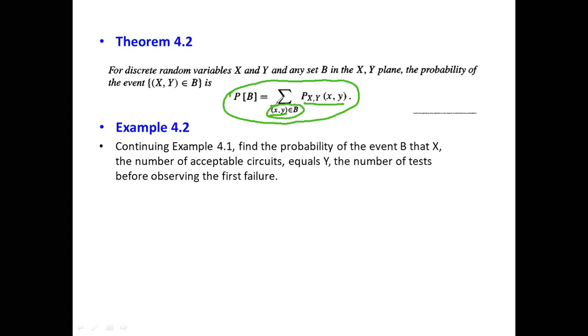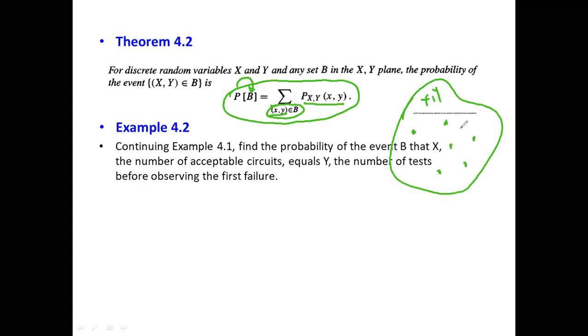This is very important. If I want to find out the probability of event B, say for example, this is the XY plane, and we have different values of PXY, and that is an event B. So what are we talking about? The probability of B will be the addition of these probabilities which are in event B. Okay. Now let's see the example.